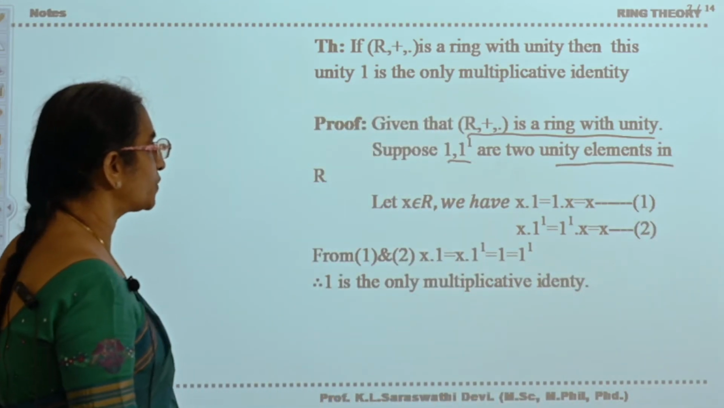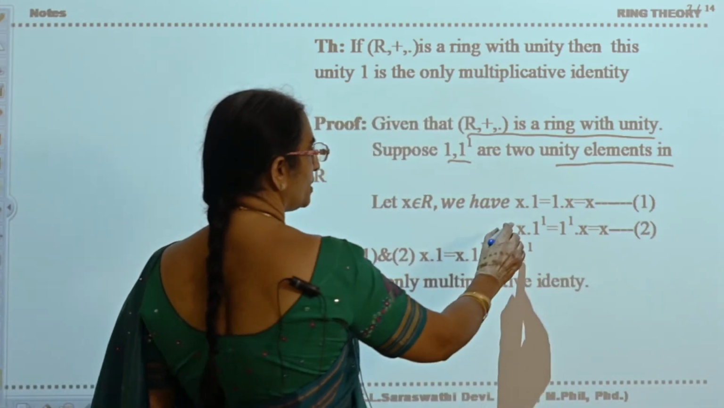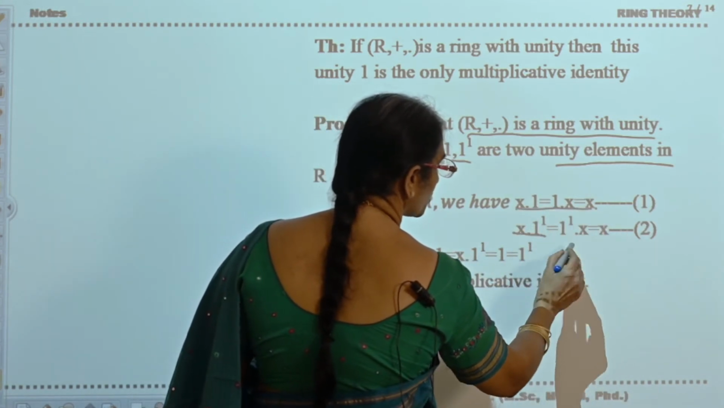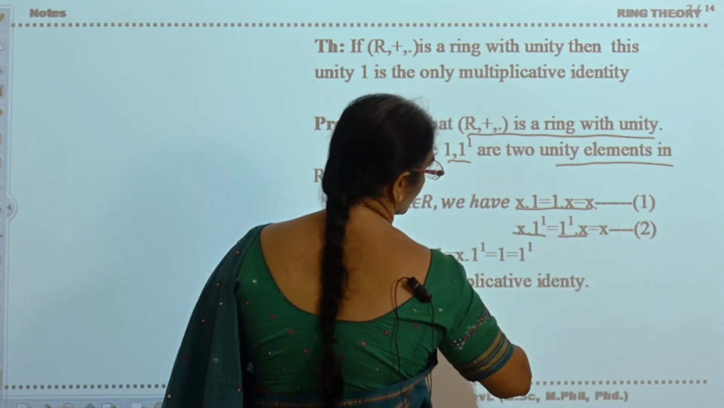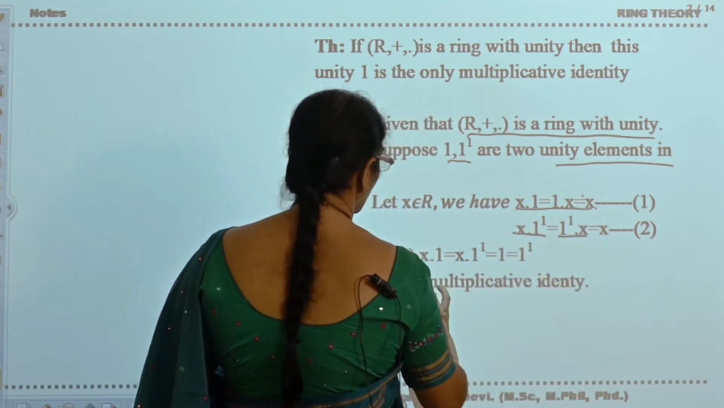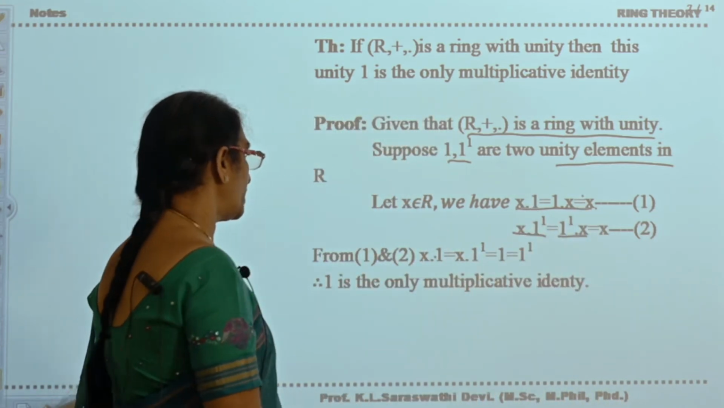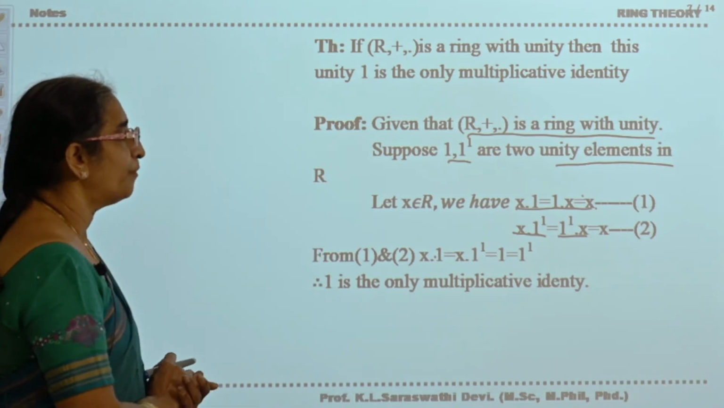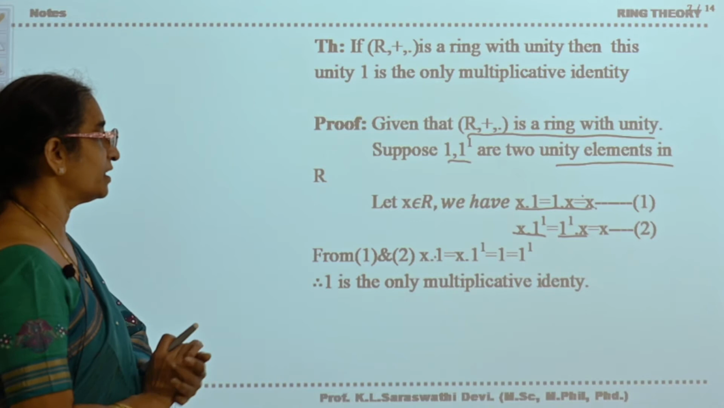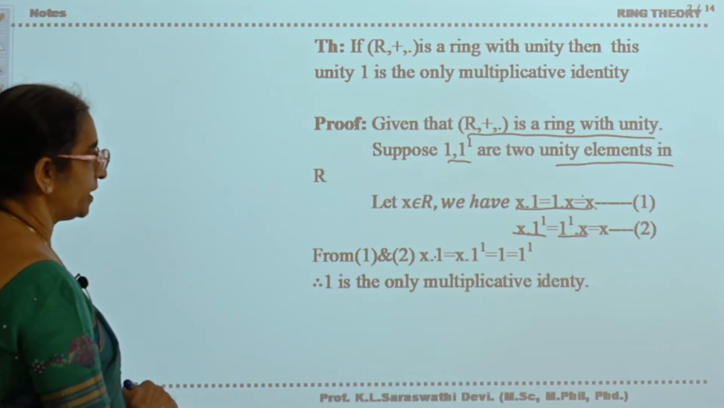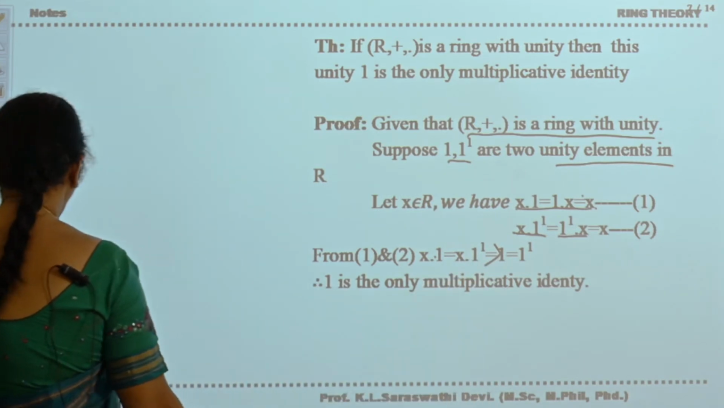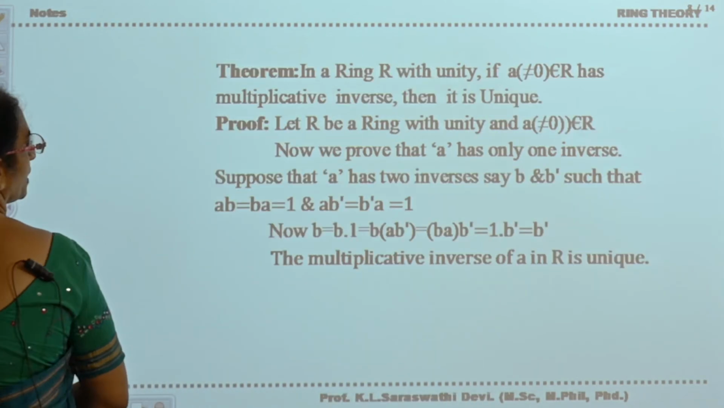Let x belongs to R. Then x into 1 is equal to 1 into x is equal to x. Similarly, x into 1 dash is equal to 1 dash into x is equal to x. From these two, x into 1 is equal to x into 1 dash, from 1 and 2. 1 is the only multiplicative identity. That implies 1 is equal to 1 dash. Okay. 1 is the only multiplicative identity. Now see the next one.